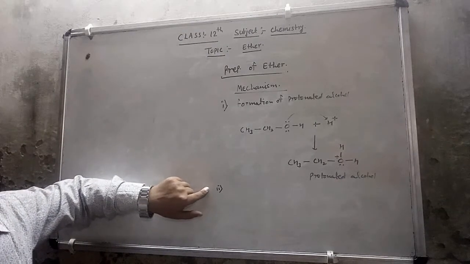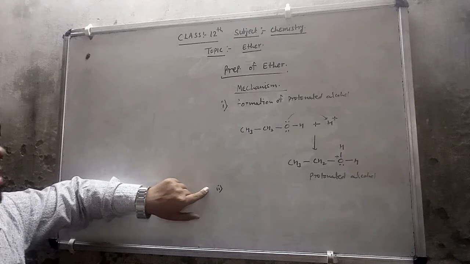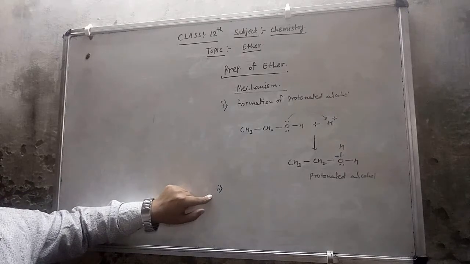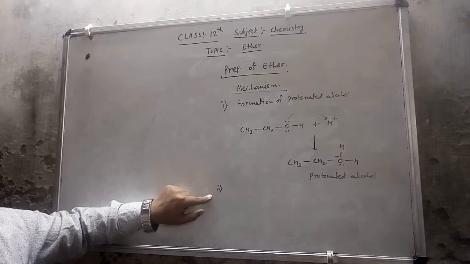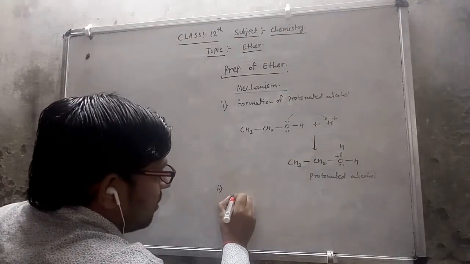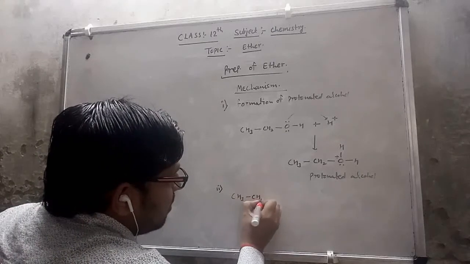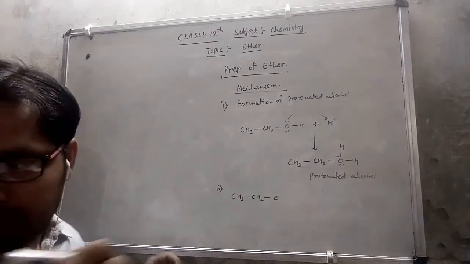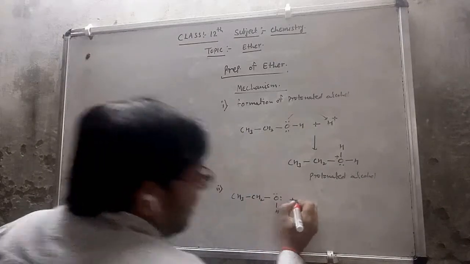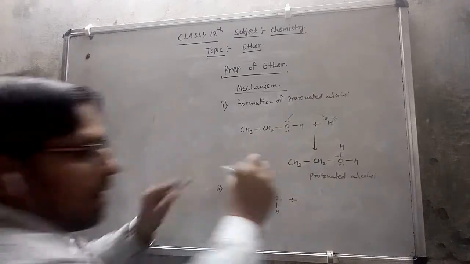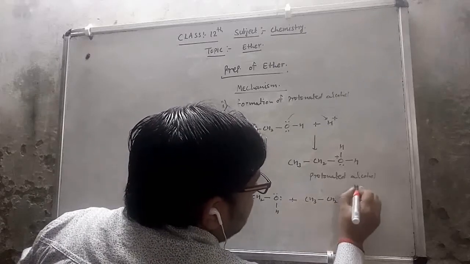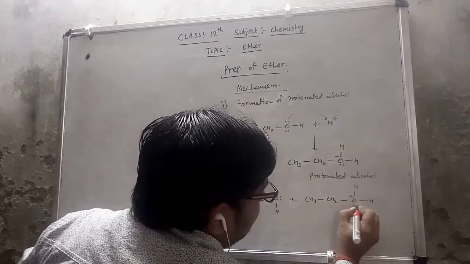Now the second part is available here. In the second part, another molecule of alcohol, that means the same ethyl alcohol, acts as a nucleophile and attacks this protonated alcohol. So I'm having a protonated alcohol. This is CH3CH2O, and I'm taking here another molecule of alcohol with hydrogen. The protonated alcohol is CH3CH2O single bond H, positive charge, electron pair.